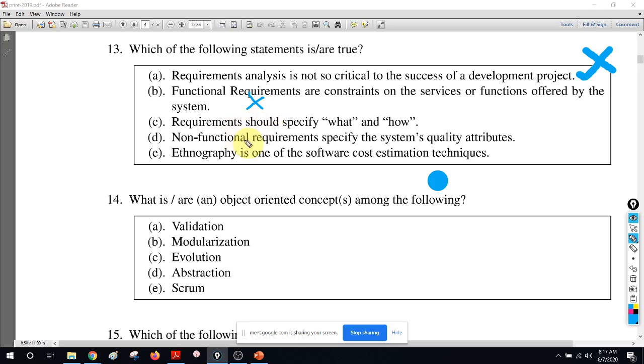C. Requirement should specify what and how. No, right? A requirement must specify what. How is something that we do in the designing, right? The user says I need this, and sometimes he will say I need it this way also. So it's a debatable thing. Most of the time what we are interested in is what you want to do, and sometimes we will ask how you want to get it done.